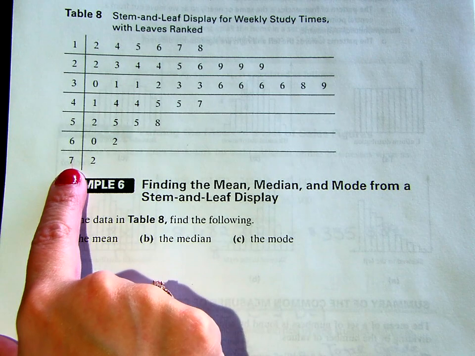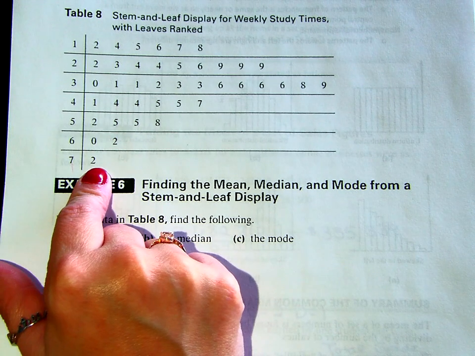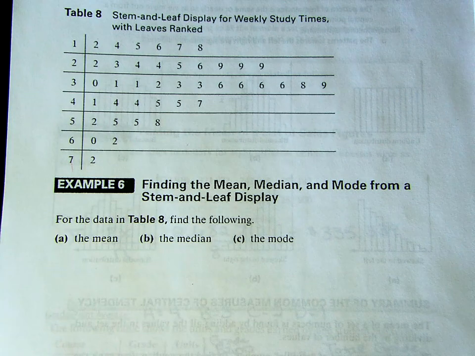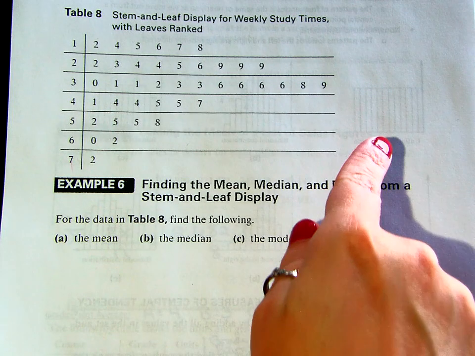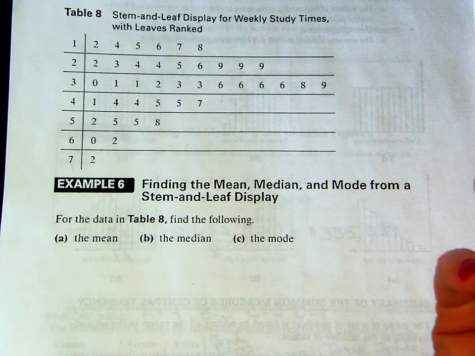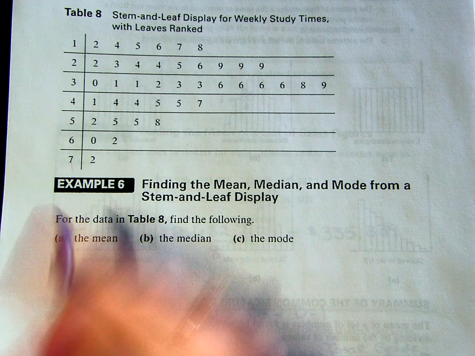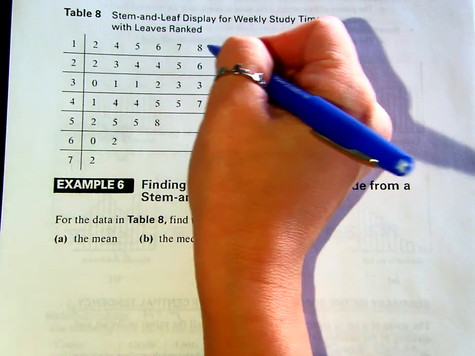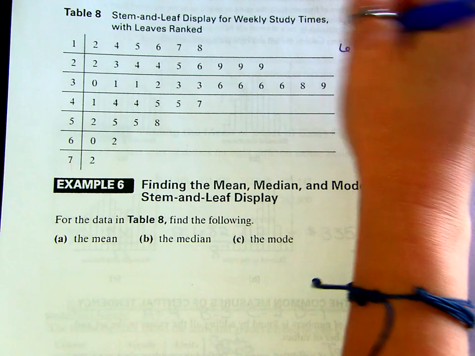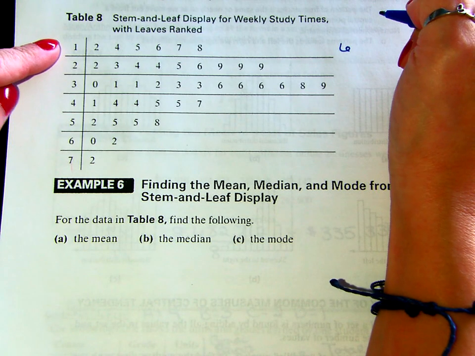But each of our leaves represents a student. So if I have 1, 2, 3, 4, 5, 6 leaves here, that means there were 6 students that had teens, between 10 and 20 hours of study time. This is actually the same data we used in the 12.1. We did study times here.